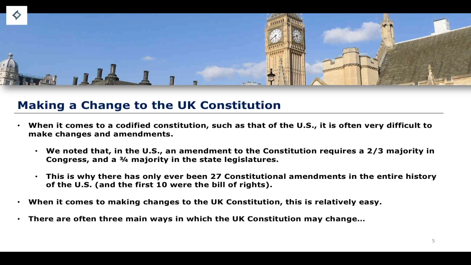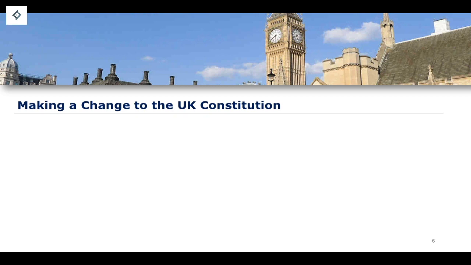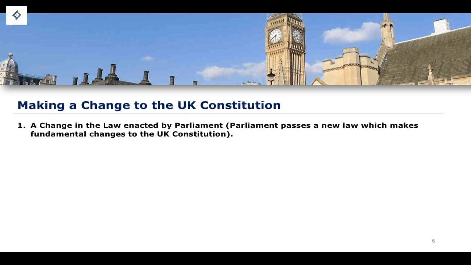There are three main ways in which you can make a change to the UK's constitution. You can change the law which is enacted by Parliament, i.e. Parliament will just be able to pass a new law which makes a fundamental change to the UK's constitution. Parliamentary legislation was important and vital to the process by which the United Kingdom leaves the European Union. And so as such, the EU Withdrawal Act, for example, from 2020, contributes significantly to a change in the UK's constitutional framework.